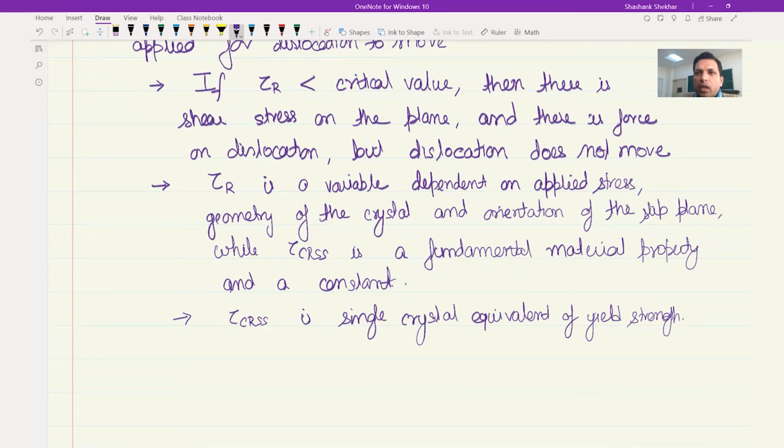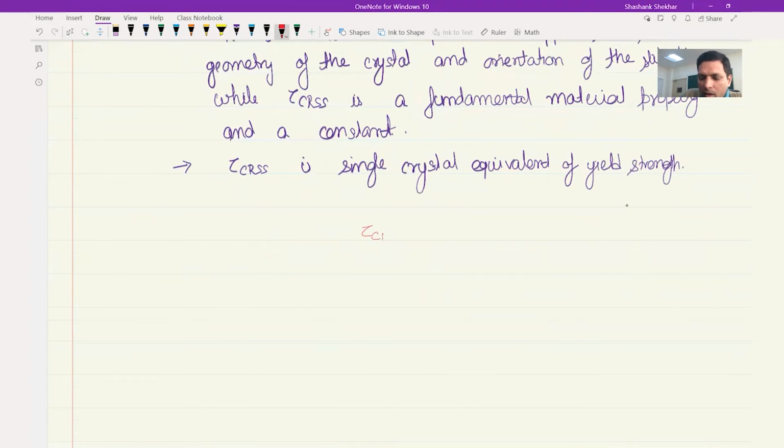In brief, when we keep increasing the load, the tau keeps increasing, and when it reaches a critical value, which is what we now call tau CRSS, then dislocations start to move and yielding takes place. So the overall relation for tau CRSS would still be defined like this: tau CRSS is equal to sigma cos phi cos lambda, but this is one particular value where the dislocations start to move. So for the given phi and lambda, whatever the sigma comes out to be, that would be the stress at which the dislocations start to move.